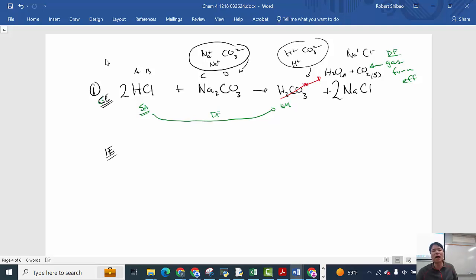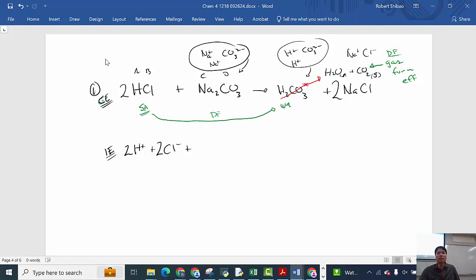Let's go to the IE next. In the IE, we want the major species. If we have HCl, what are the major species in an HCl aqueous solution? H plus and Cl minus. But we have to be careful because we don't want to lose any atoms. If we have two HCl's here, then we're going to form two H pluses and two Cl minuses. It's a strong electrolyte. It lit up the light bulb quite well. If I tested sodium carbonate, would that light up the light bulb pretty brightly as well? Would this have good conduction?